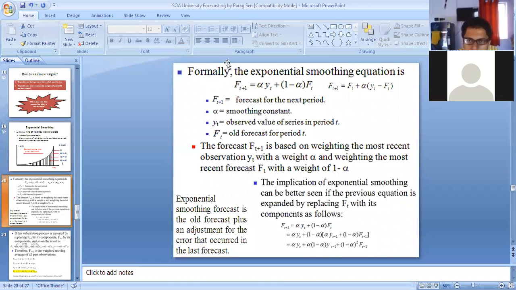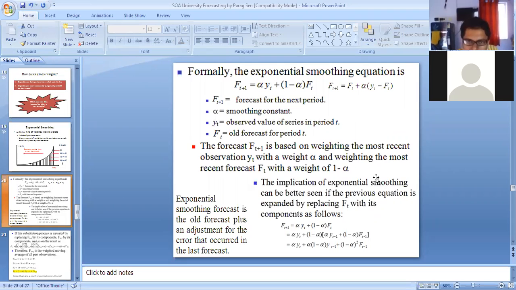Formally, the exponential smoothing equation is given as F(t+1) equals alpha into y(t), or you can also call it D(t), that means the actual demand, plus 1 minus alpha into F(t), which is the forecasted demand. F(t+1) is the forecasted demand for the next period, and alpha is the smoothing constant. This can also be rewritten as F(t+1) equals F(t) plus alpha into (y(t) minus F(t)).